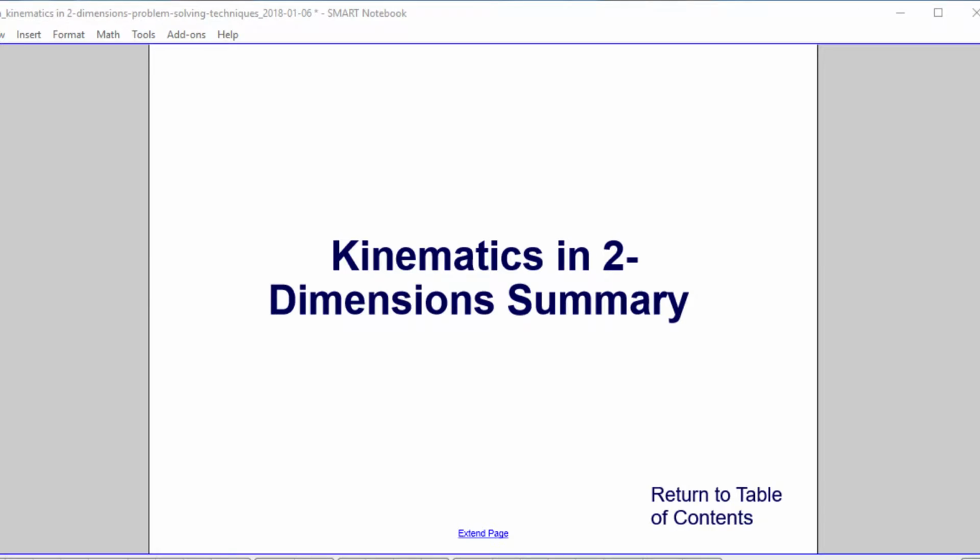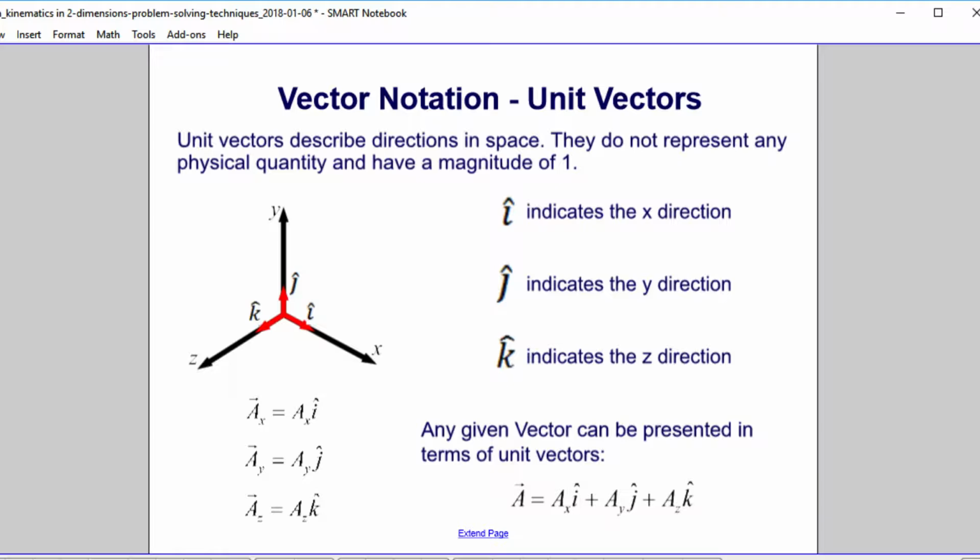Kinematics in 2 dimensions summary. Let's start with vectors. We're going to talk about unit vectors first.